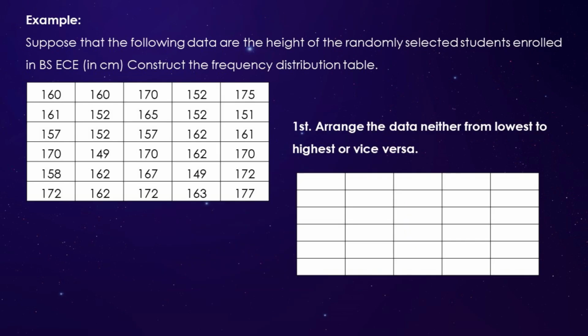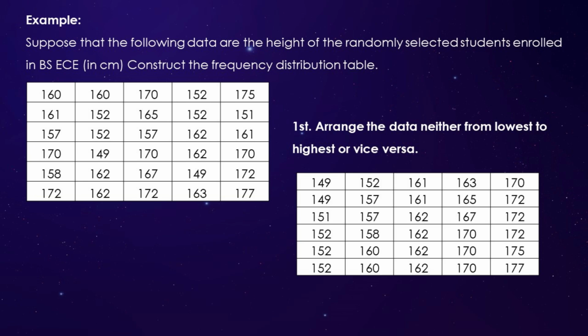format. Our first step is to arrange the data, either from lowest to highest or highest to lowest. For simplicity, we'll arrange it from lowest to highest. This helps us see the range and prepare for grouping the data into class intervals. Pause here and organize the data in ascending order if you haven't done so already. It's an important step that simplifies the process later on.